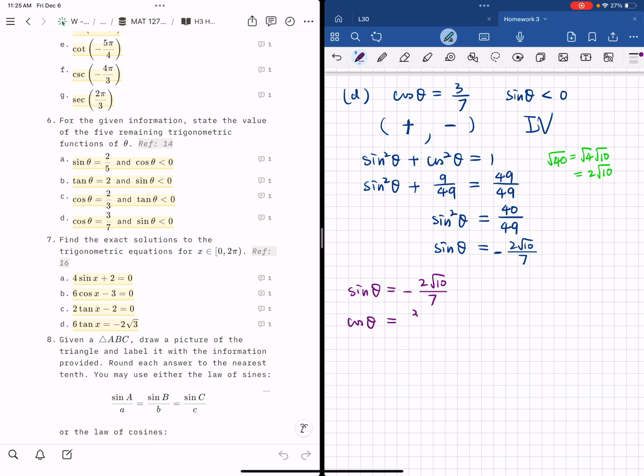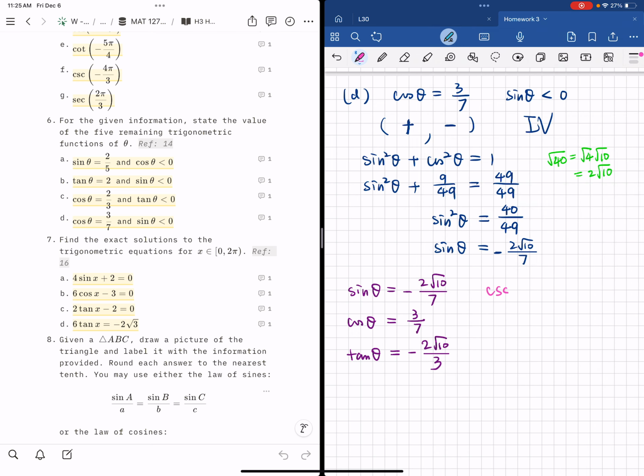Cosine is 3 over 7, given by the problem. And then tangent is the ratio. They have the same denominator, so I just simply divide them. So it'll be negative 2 radical 10 over 3. You just divide the numerators. And then do the reciprocals.